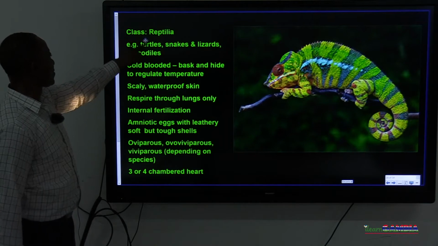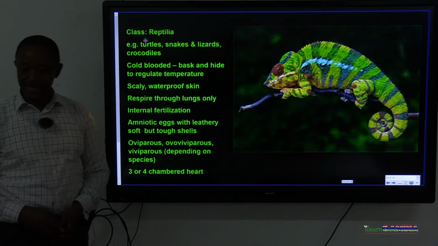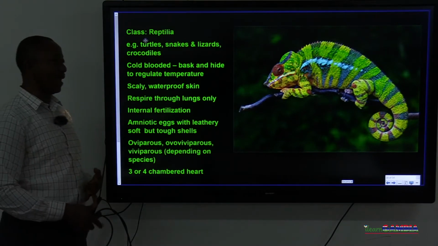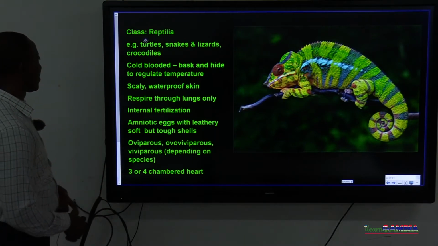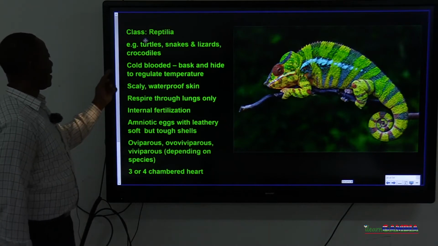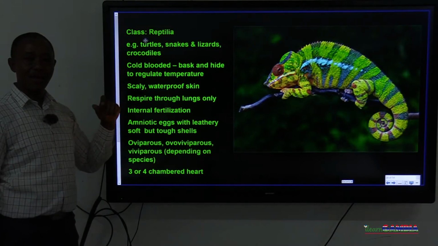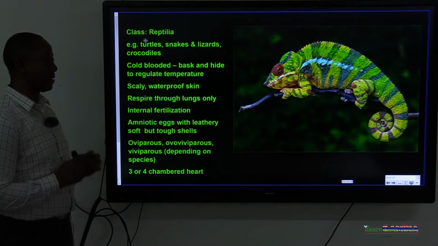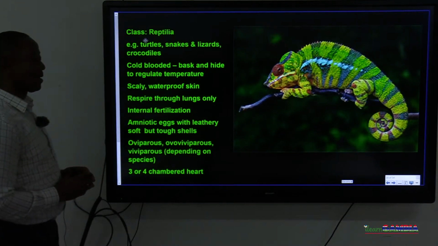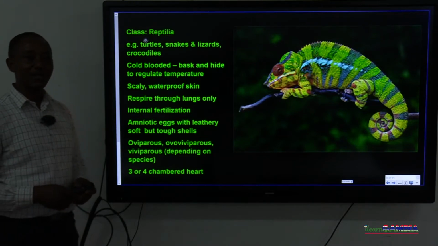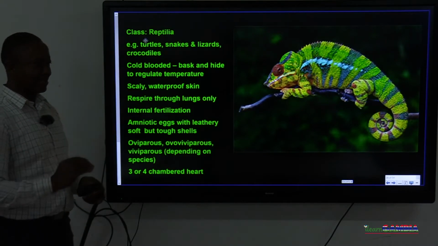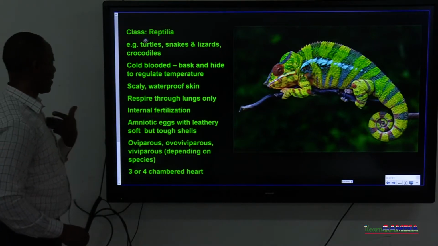We come to the next group, the class Reptilia. This is where you have the turtles, the snakes, the lizards, the crocodiles. Again, like the amphibia, they are cold-blooded, which means again they cannot maintain a constant body temperature. The opposite of cold-blooded is warm-blooded. It means the body temperature remains the same. It's constant all the time, like us.